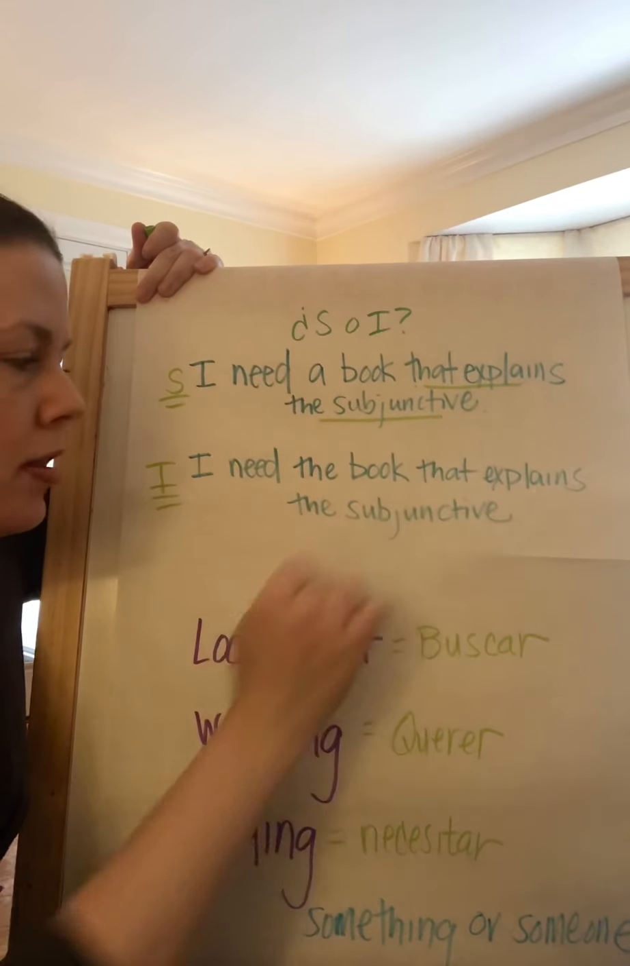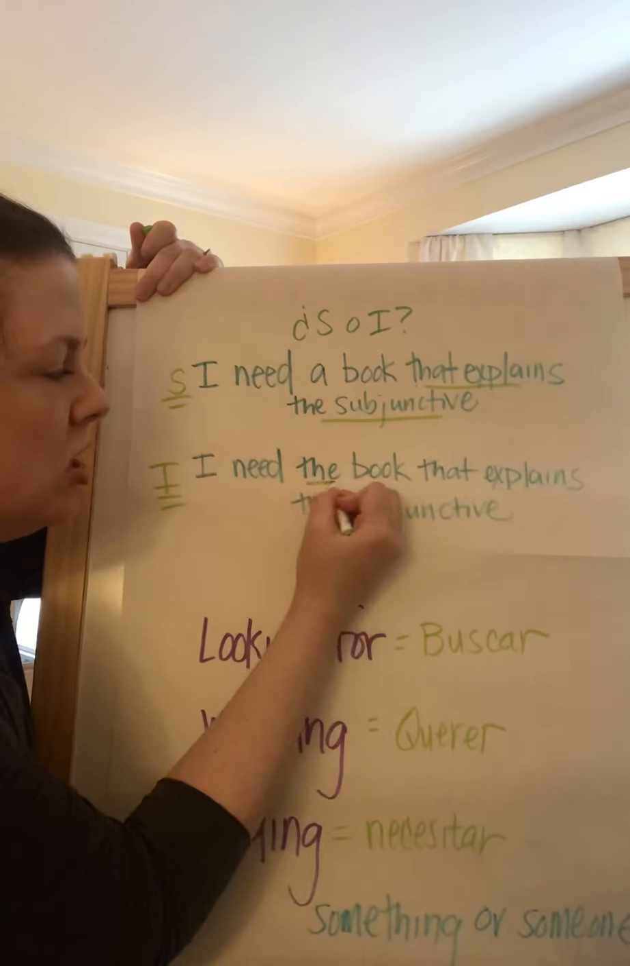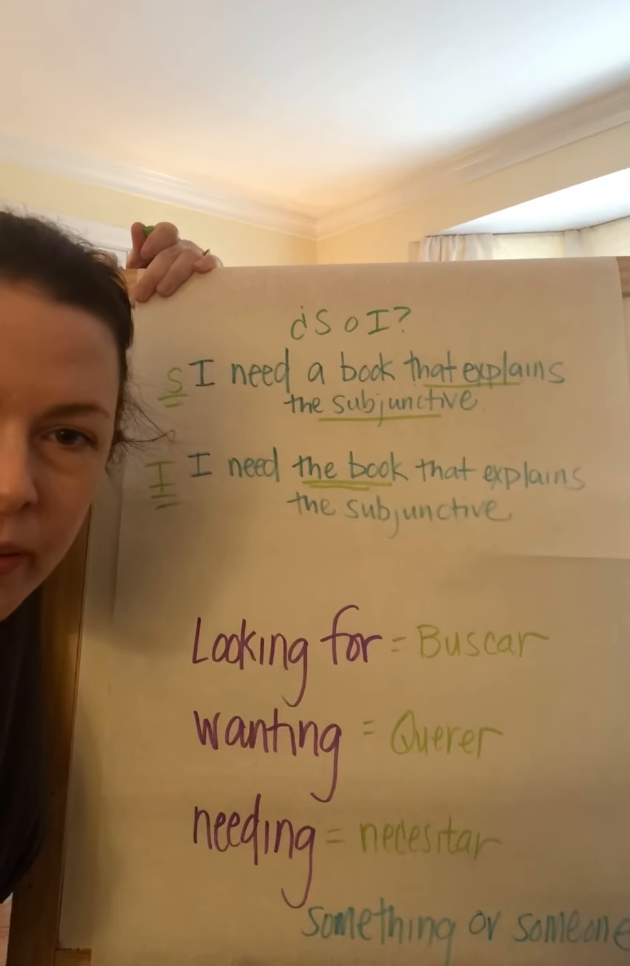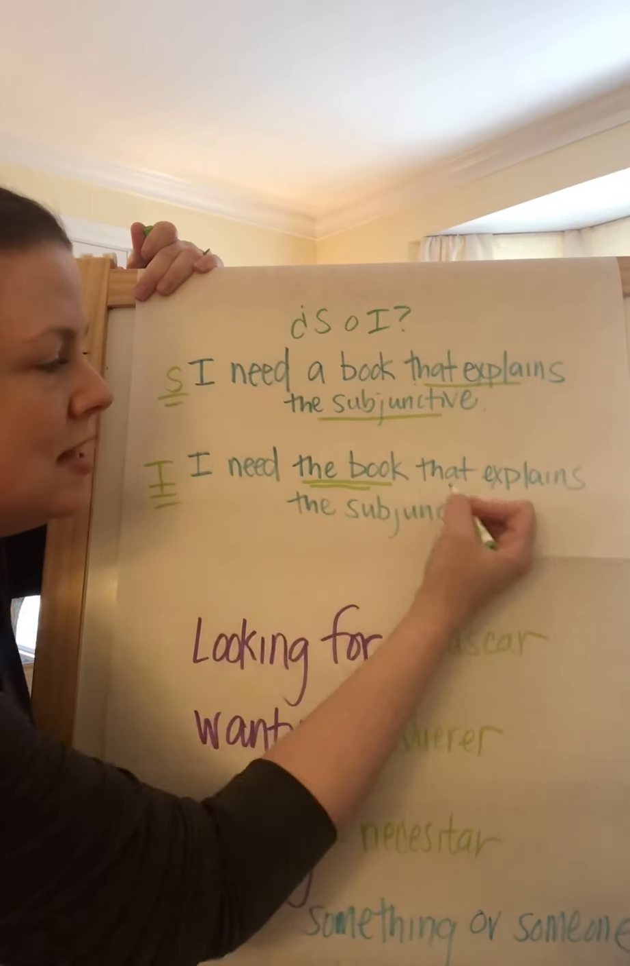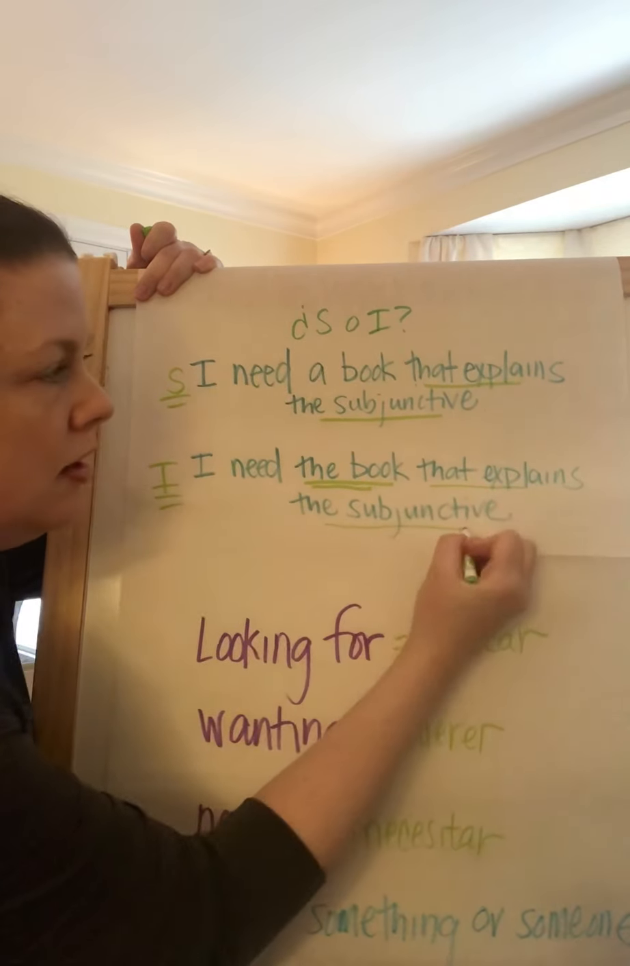I need the book that explains the subjunctive. You already know what book you're talking about. It exists to you. You could identify it. You would use the indicative in this second part of the sentence.